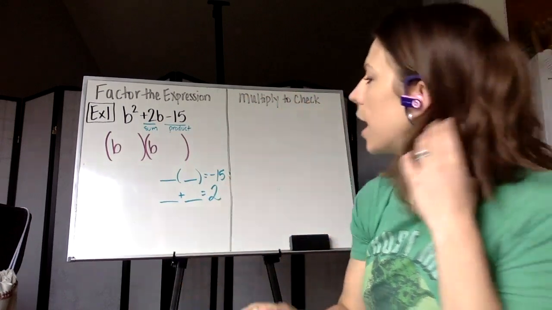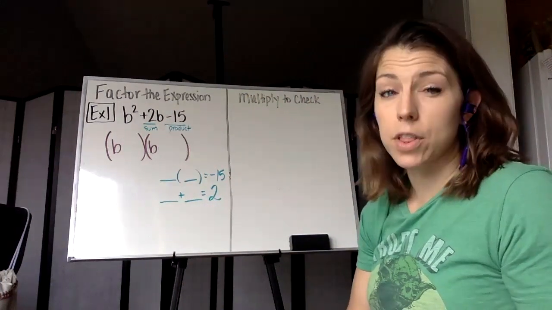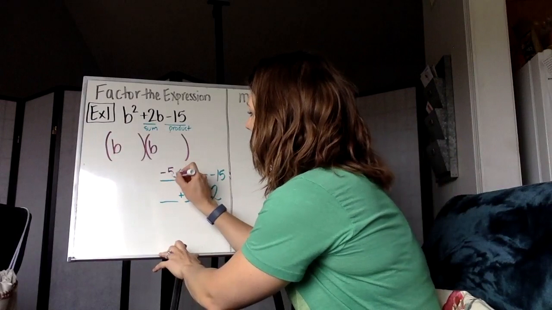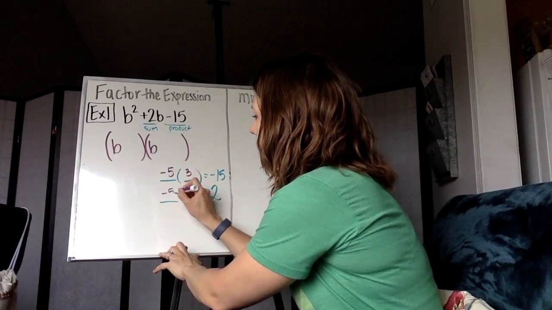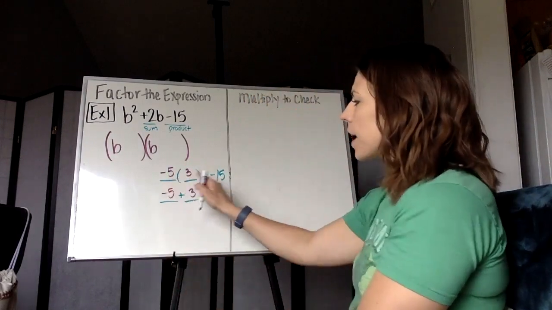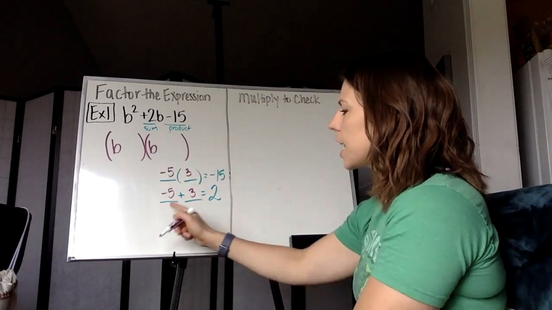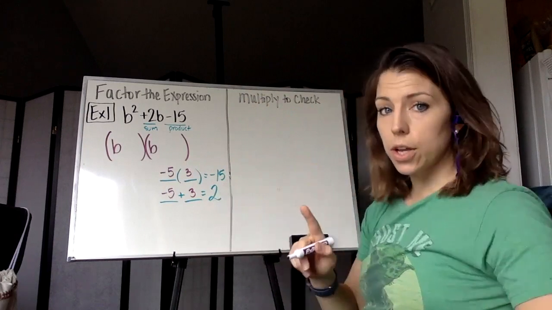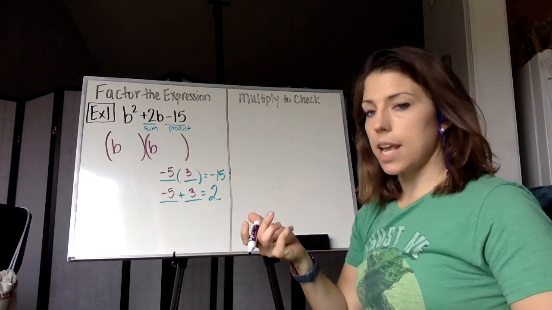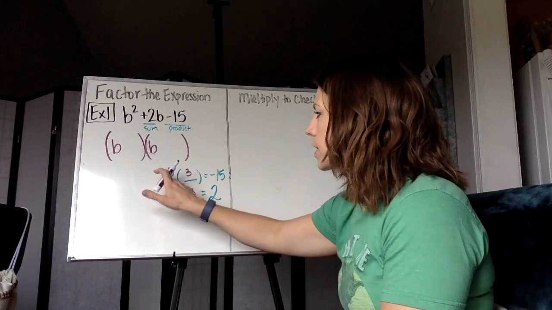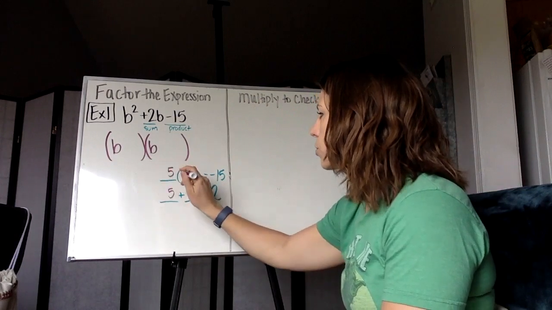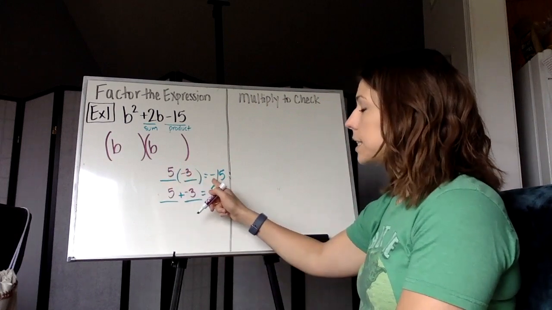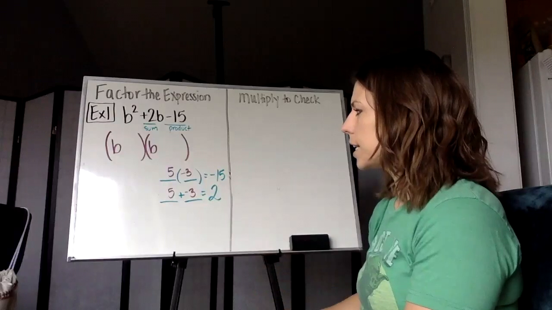Now we think. Products of negative 15. Well, 5 and 3 are the only ones that come to mind. Let's try negative 5 and positive 3 and see what happens. Negative 5 times positive 3 is negative 15. Negative 5 plus 3 is negative 2. So I'm close. When you're close, chances are that just means that you need to flip the negative and the positive. So instead of negative 5 and positive 3, let's try positive 5 and negative 3. 5 times negative 3 is still negative 15. 5 plus negative 3 is 2.